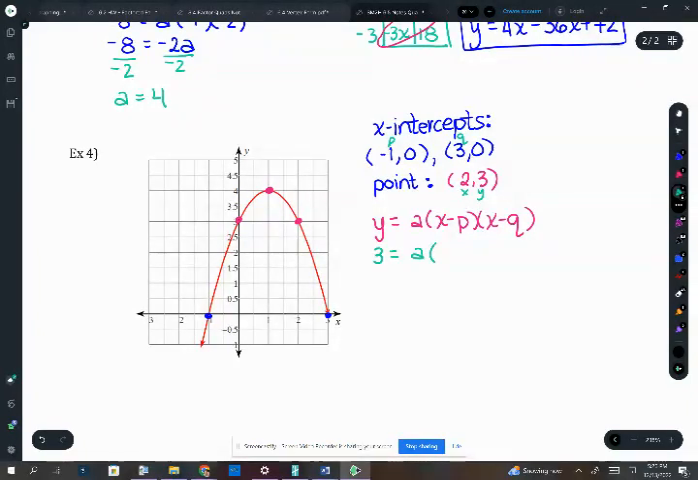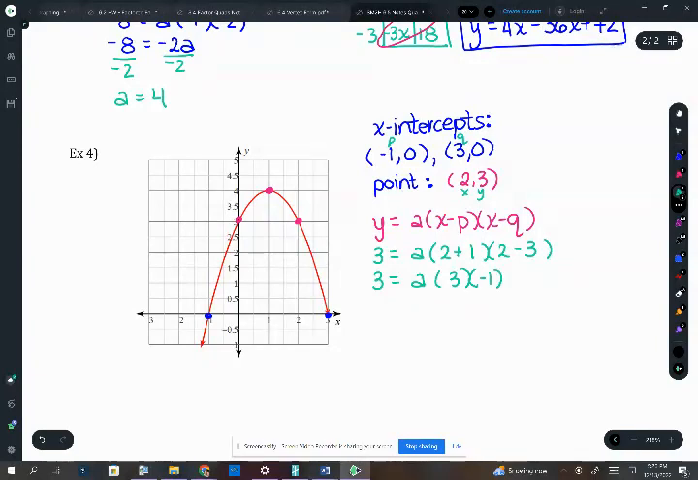Our x value is 2. And remember, it's 2 in both sets of parentheses, I should say. And our p value is -1. So we're going to do minus -1, which is really +1, and minus 3. And so we're going to get 3 is equal to a, and we simplify each set of parentheses. So this is 3. 2 minus 3 is -1.